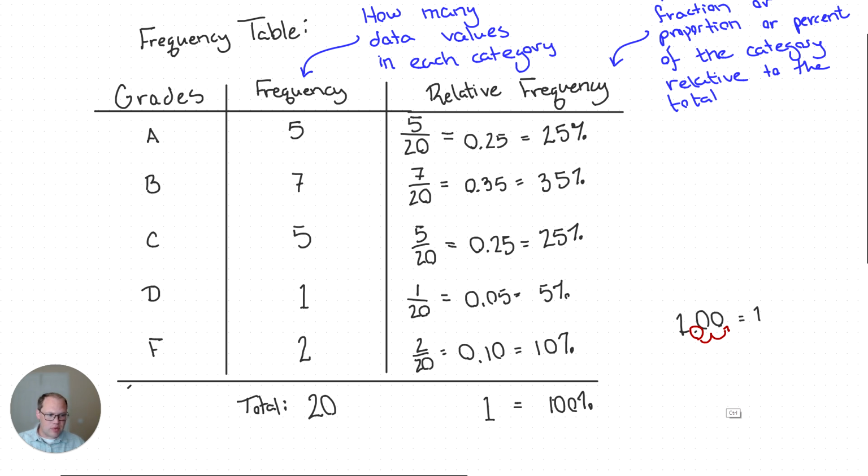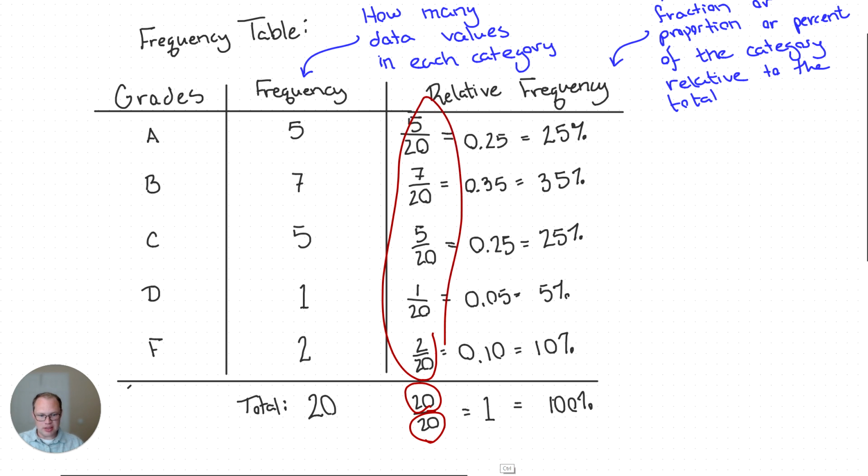So that's going to be important, especially when we get to probability, that little fact. So just keep in mind 1 is equal to 100%. And if we add up all these fractions, we'll get 20 over 20, which means all 20 of our values are somewhere in this. 20 out of the 20 values are listed here.